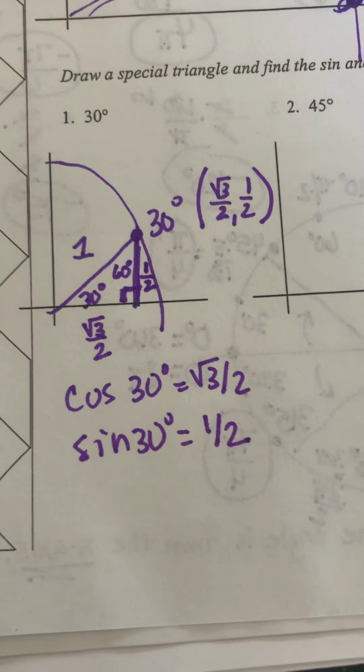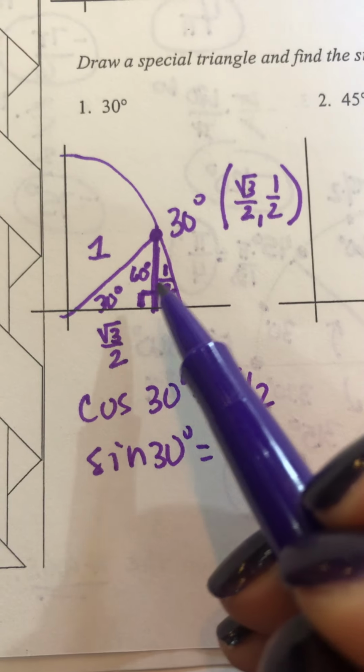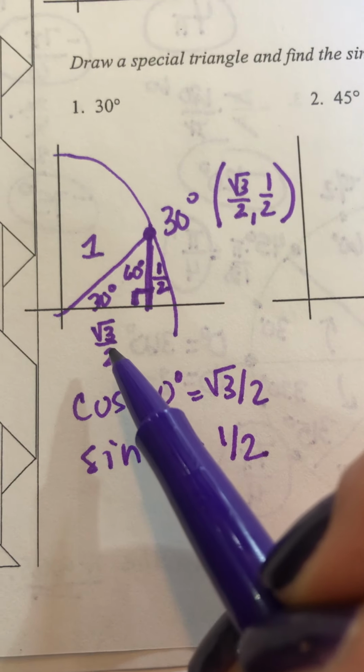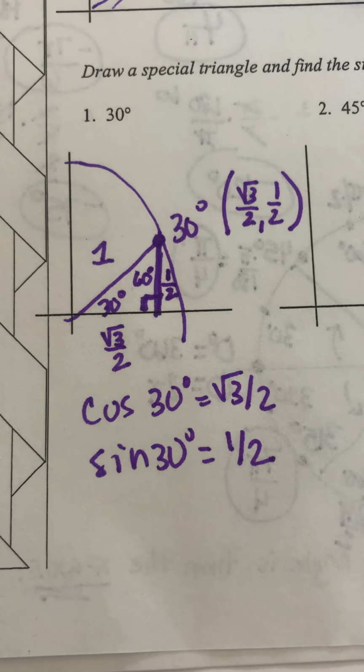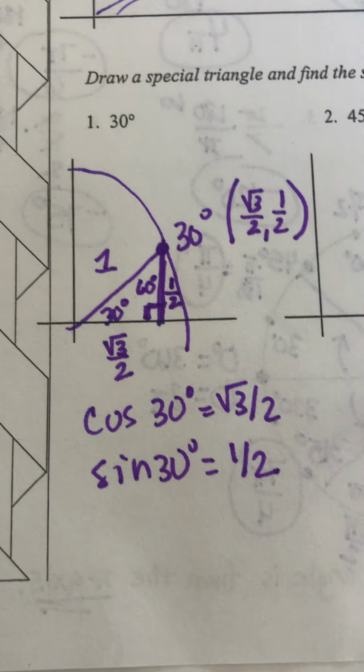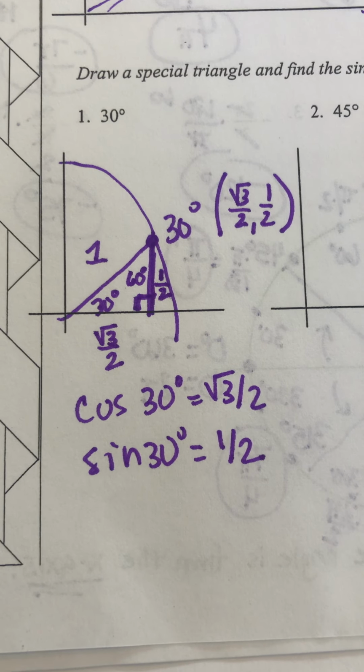And you might say, what happened to SOHCAHTOA? Well, it still works. Sine is opposite over hypotenuse. Cosine is adjacent over hypotenuse. The hypotenuse is just 1. So that's why the x-coordinate is the cosine and the y is the sine.